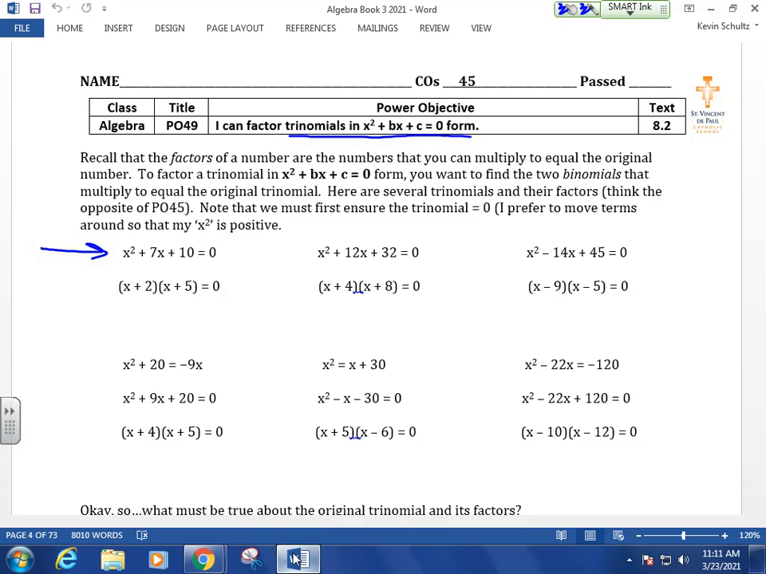So let's look at this first one, x squared plus 7x plus 10. And I actually already gave you the answer. The answer here is x plus 2 times x plus 5. I want you to tell me how I got there. What connections do you see between the answer, x plus 2 times x plus 5, and the original trinomial? Anything stand out to you? Emily? Gabby?